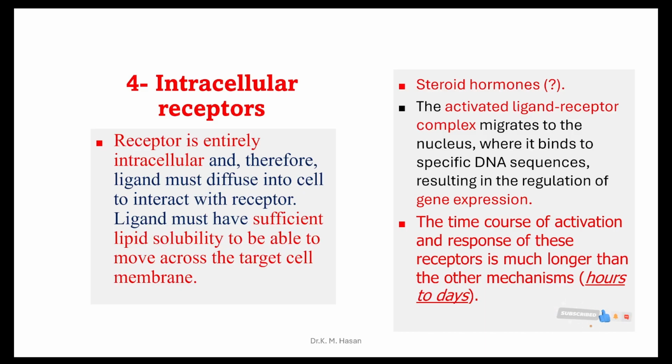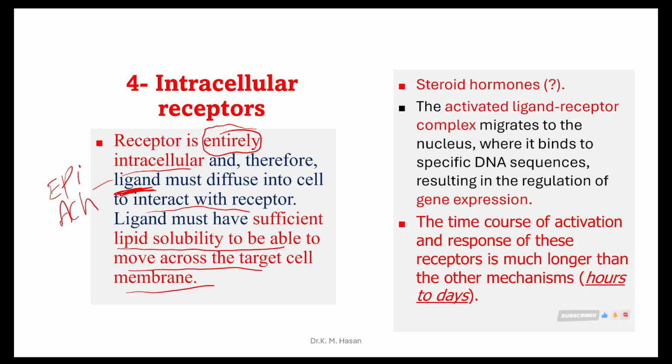Okay, speaking about the fourth family of receptors, we have receptors located inside the cell. We call this family intracellular receptors, and you can see the receptor is located entirely inside the cell. The ligand here could be any substance produced from our body, and it must diffuse into the cell and bind to the receptor. The ligand must be lipid soluble in order to cross the cell membrane and arrive at the target.